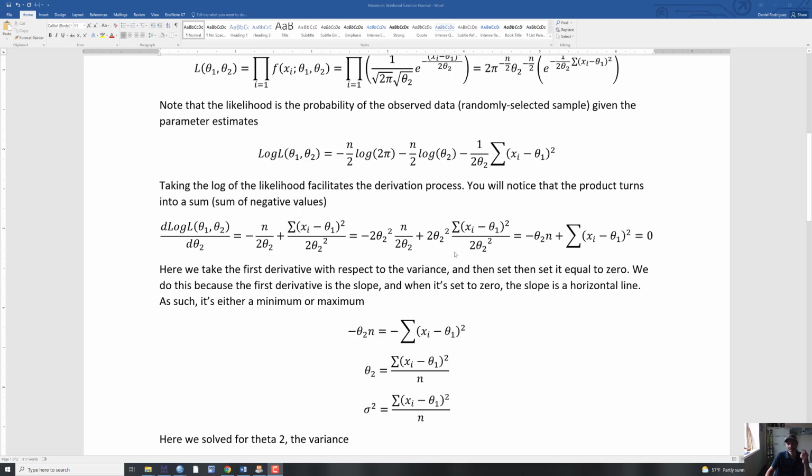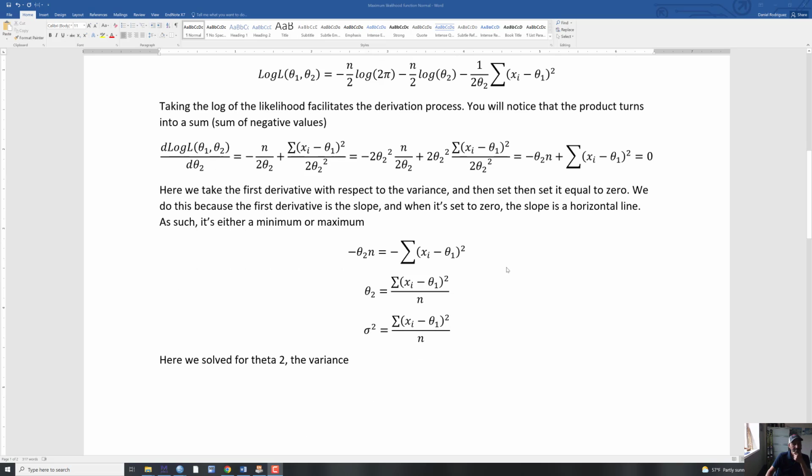When we're done, we set this first derivative to 0, because the first derivative is the slope of a line. When the slope is 0, it means we have a horizontal line, and that's going to be either a maximum or a minimum. So in this case, we set it equal to 0, and then we solve for the parameter we're interested in. In this case, we're looking at theta 2. So we basically just solve for theta 2.